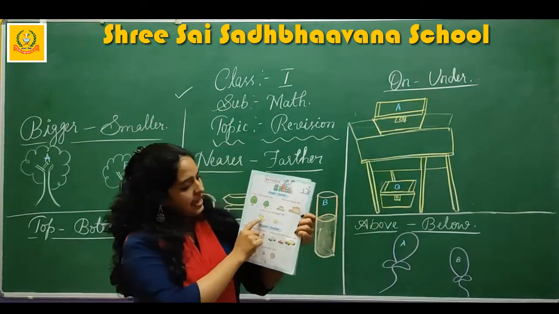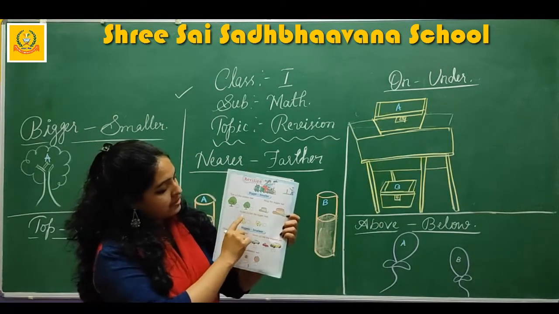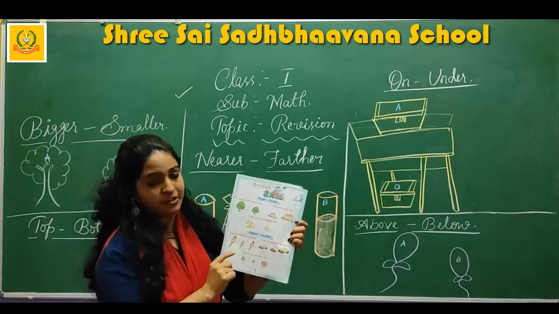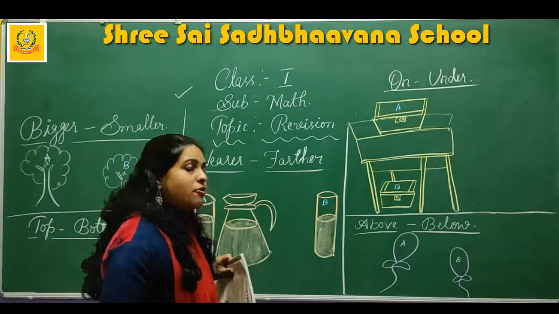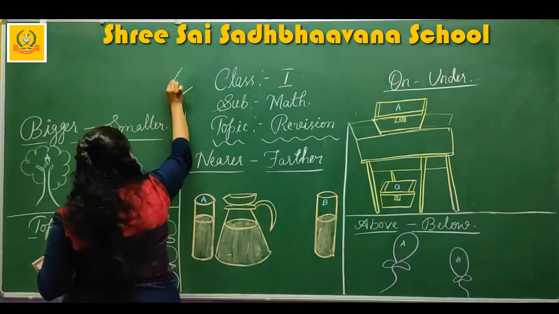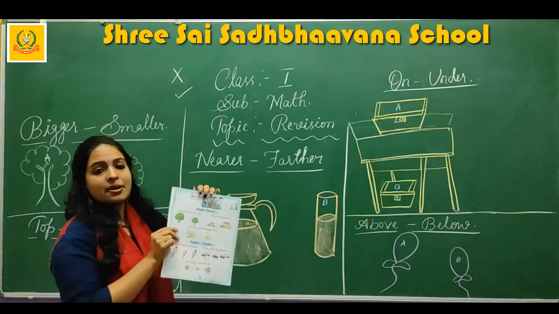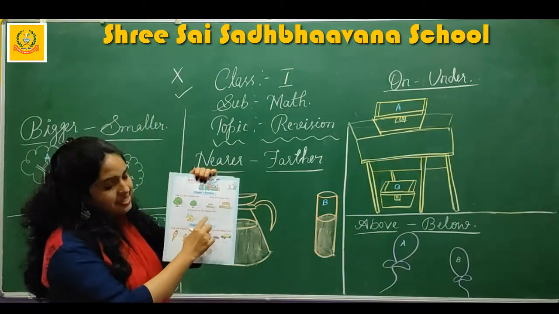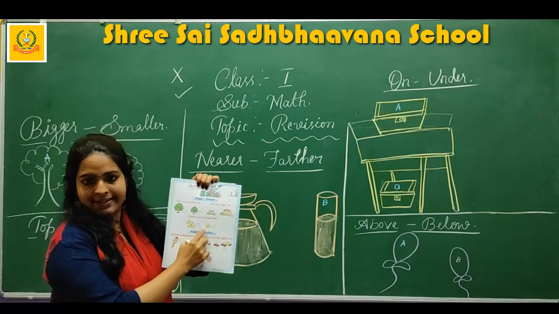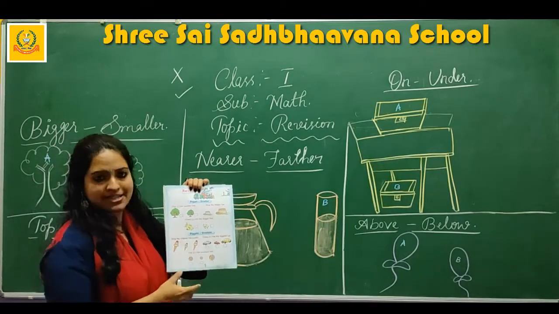Here the same thing they have given. Cross out the bigger fish. Cross out means what you have to do? Cross out is nothing but this symbol. You have to place this symbol on the bigger fish here. Which one is the bigger fish? You know that, right? Do it yourself.